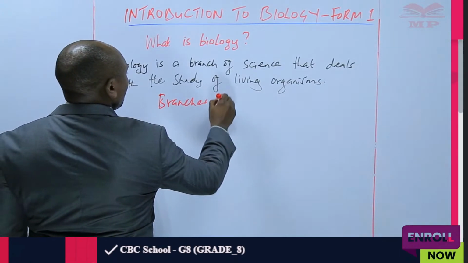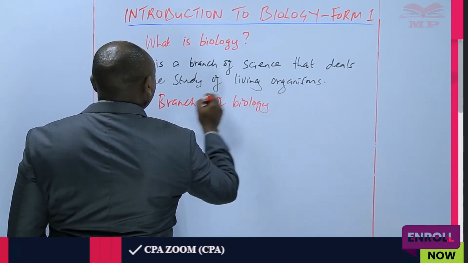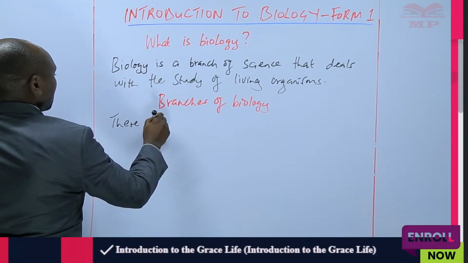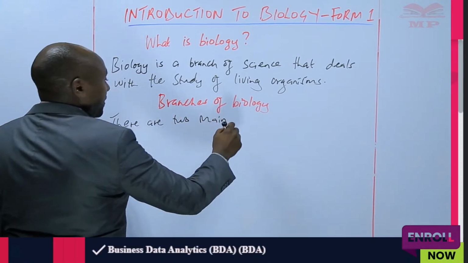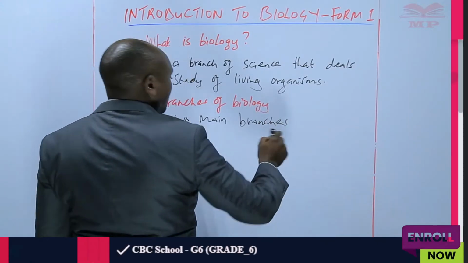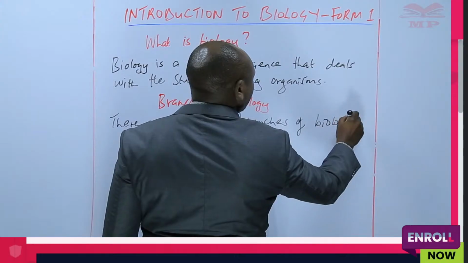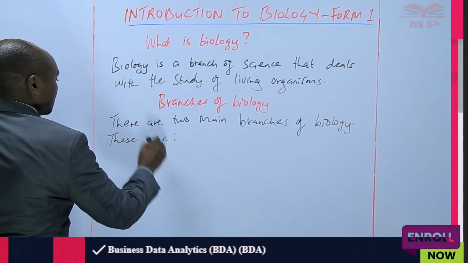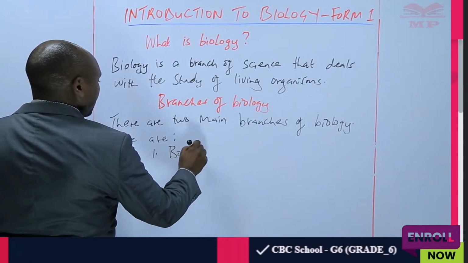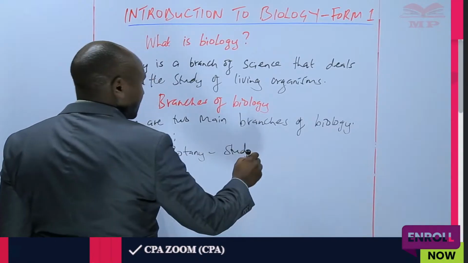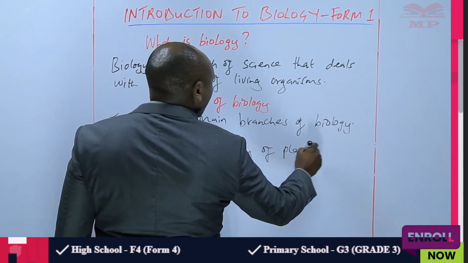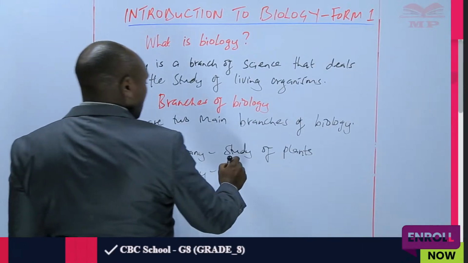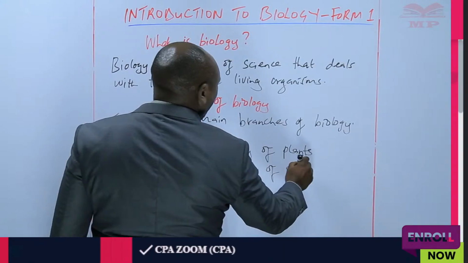So we can say branches of biology. And you can see that there are two main branches of biology, and these are: one, we have botany, which is the study of plants, and we have zoology, which is the study of animals.